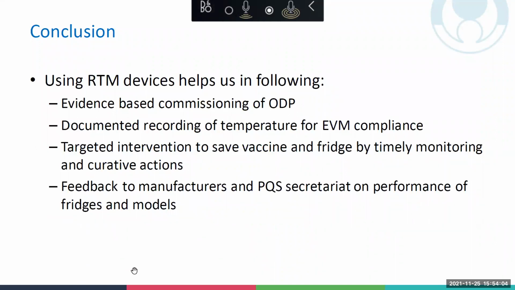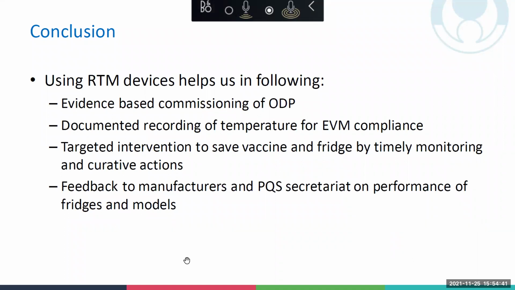So in conclusion, the RTM helps us in the following things: evidence-based commissioning of the SDD according to our operational deployment plan, and documented recording of temperature for EVM compliance, because they are printing the temperature for 2 months and recording it in the file for EVM assessment. Targeted intervention to save vaccine in the fridge by timely monitoring and corrective action.